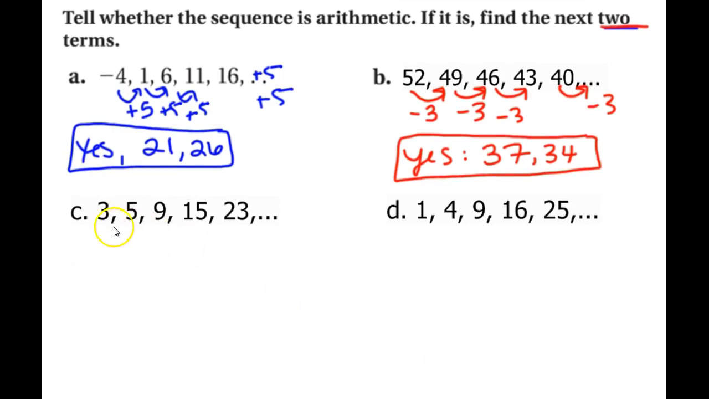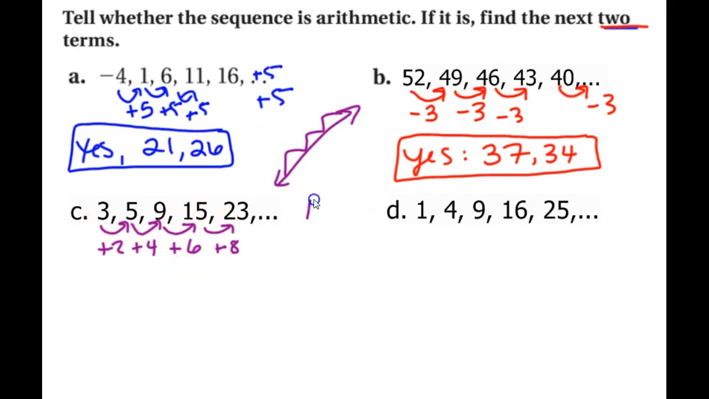The next one, 3 to 5, we're adding 2. 5 to 9, we're adding 4. 9 to 15, we're adding 6. You see a pattern here, 2, 4, 6, 8, but is it the same pattern every time? Like when we graphed a line, we had the same pattern, like our slope, rise over run, rise over run, rise over run. It has to be the same pattern. This one rises 2, then rises 4, then rises 8. That's not going to work. So no, this is not arithmetic.